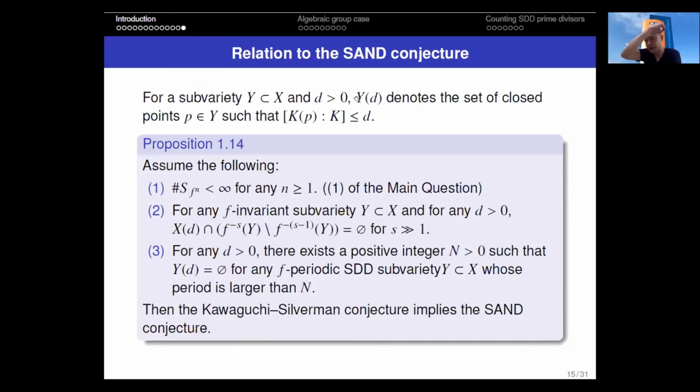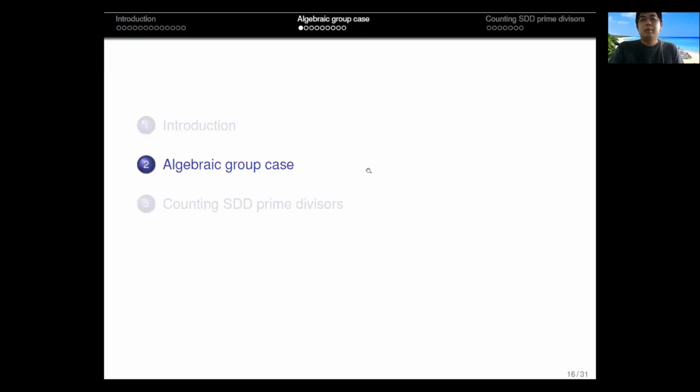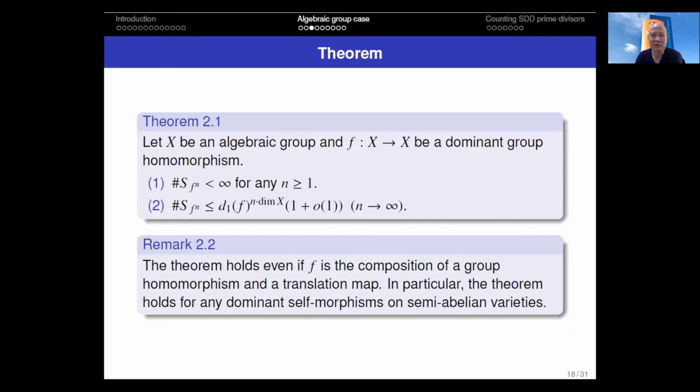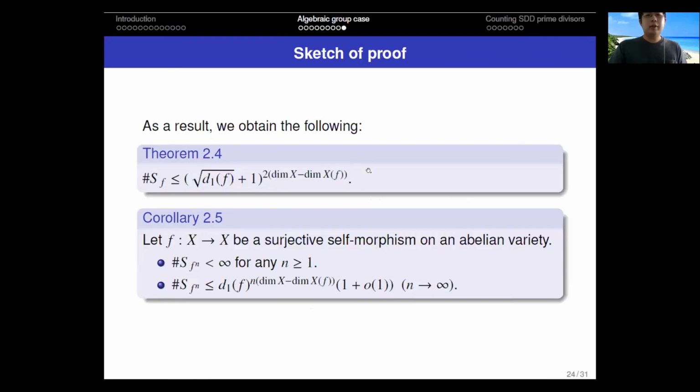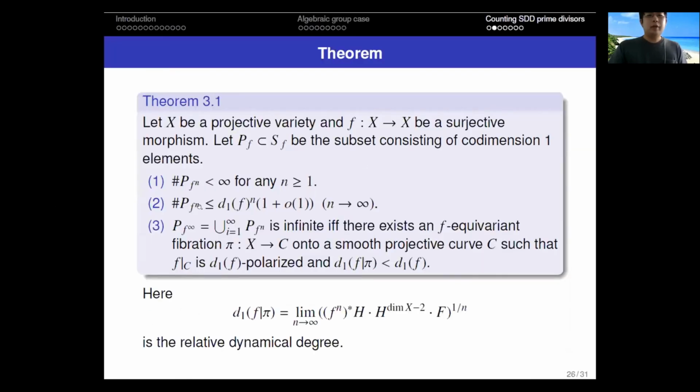Any more questions? So your result in the case of a prime divisor, you have a bound of periodic prime divisors. Can you do the higher codimension case? You bound the periodic higher codimension subvarieties? We don't obtain a higher codimension result. We can conjecture a similar one.